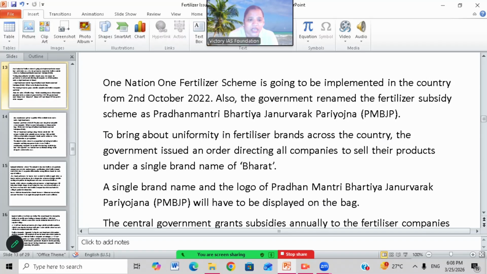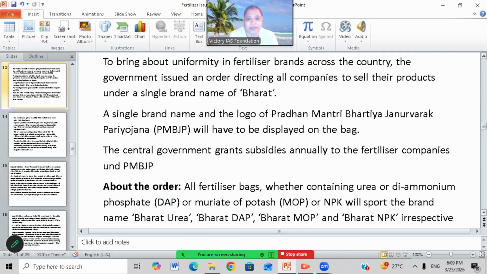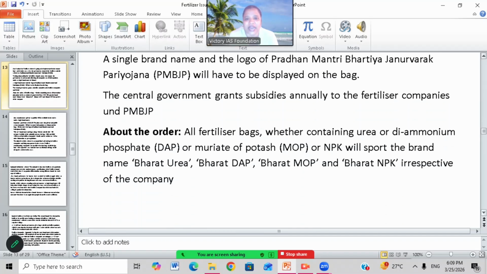Okay, a single brand name and the logo of Pradhan Mantri Bharatiya Janurvarak Pariyojana will have to be displayed on the bag. So a single brand name Bharat and the logo of this Yojana both will be displayed on the bag. Okay, and they take half of the bag space also.